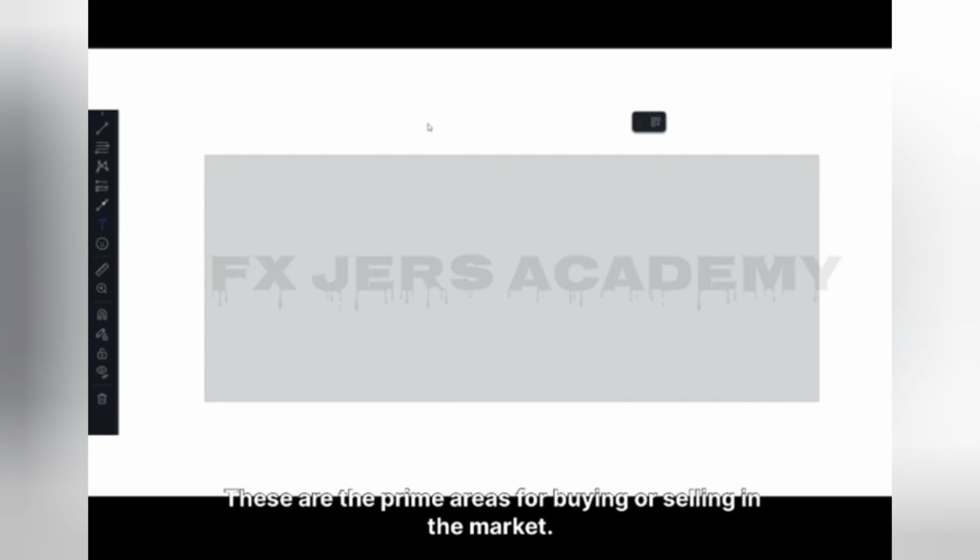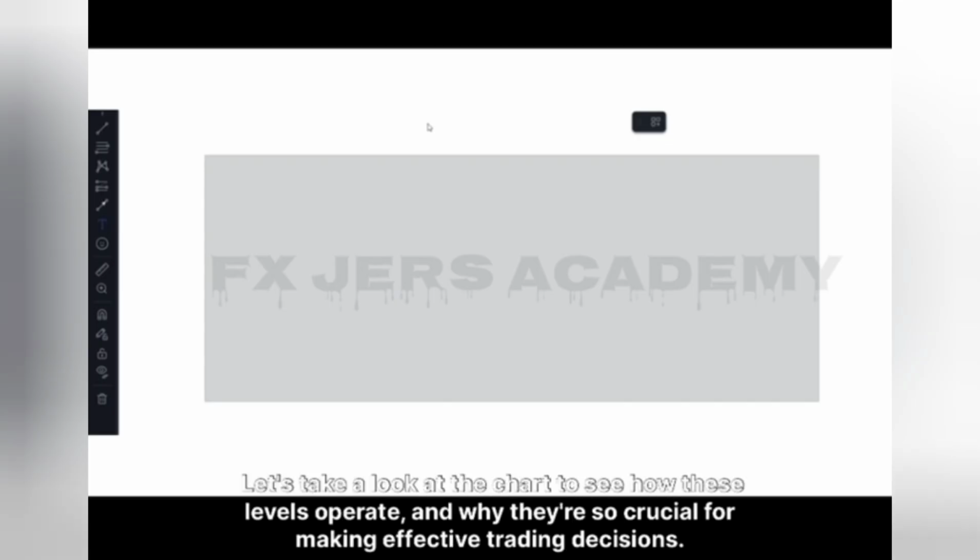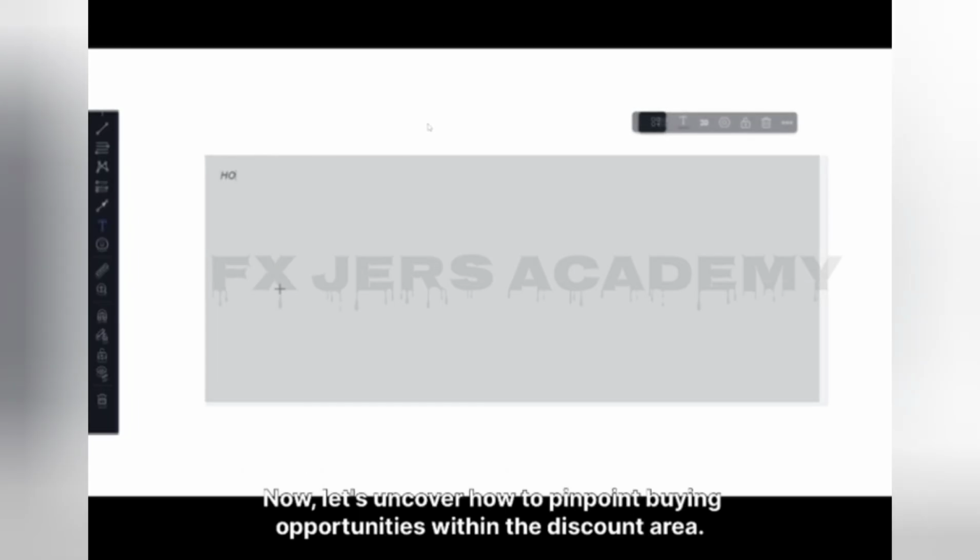Now, I'm going to reveal my secret key levels of Fibonacci. I use the area between the 79 and 100 level. These are the prime areas for buying or selling in the market. Let's take a look at the chart to see how these levels operate and why they're so crucial for making effective trading decisions.